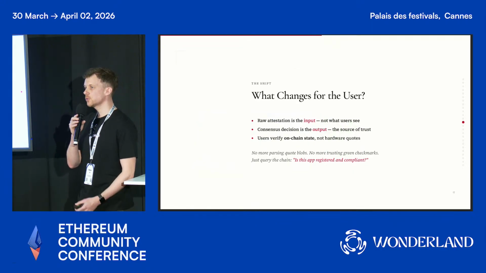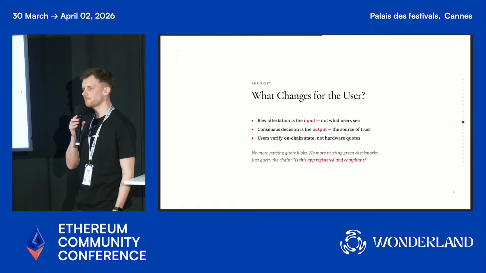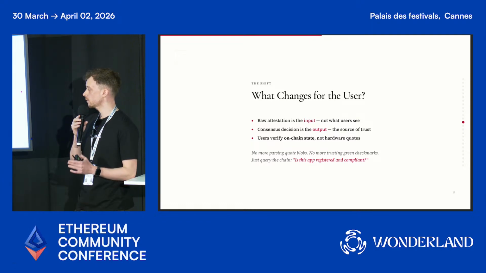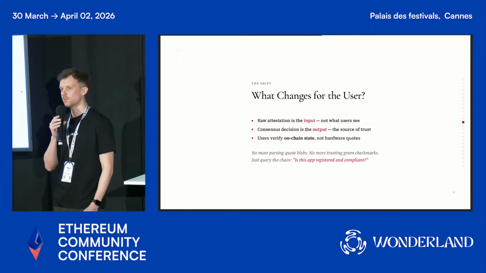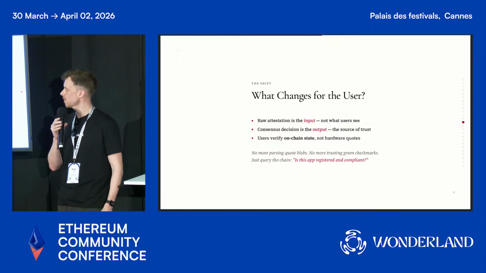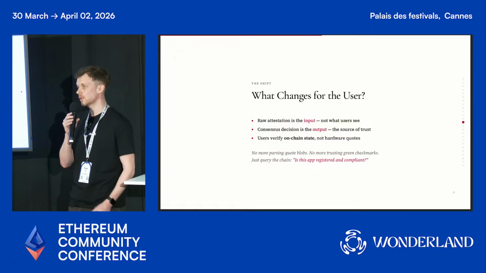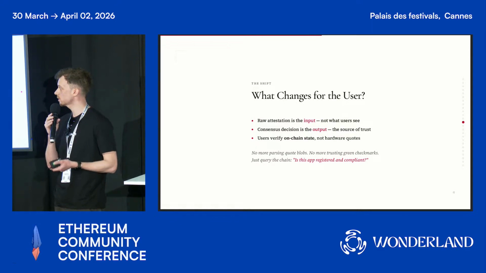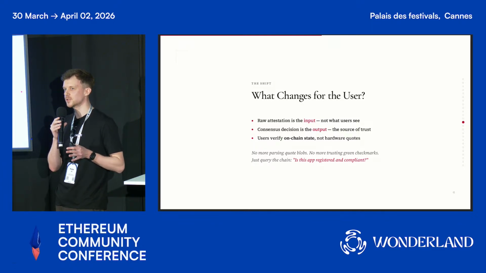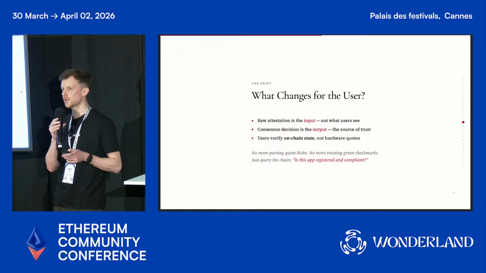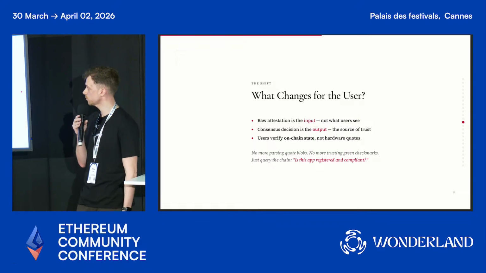So for the user, this means that now the raw attestations, he doesn't need to see them. The raw attestations now become the inputs for our network, and the consensus decision, if something is valid or not or approved, becomes the output. And users now verify the Oasis on-chain state and don't even need to know or see the raw attestations. And this also gives us the ability to abstract the attestations from multiple providers into a unified model for the end users.